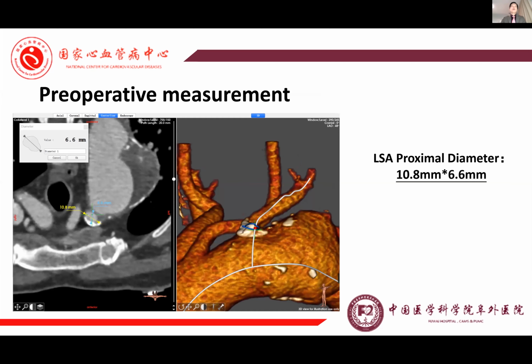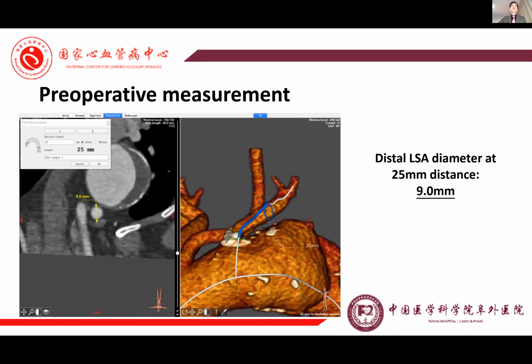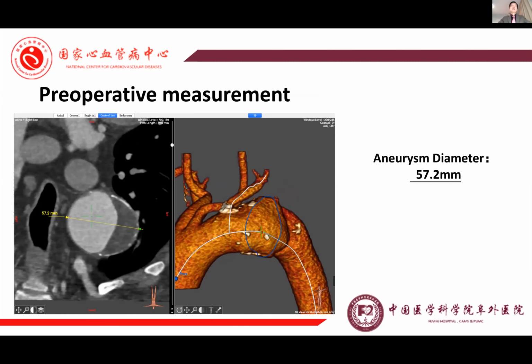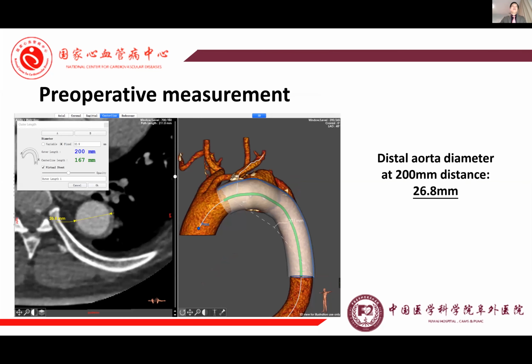We also measured the diameter of the LSA, and it is nearly 10 millimeters. Then we measured the distal side of the LSA, which is only 9 millimeters. So the end diameter is nearly 16. And we calculate the distal side diameter of the aorta to be nearly 27.